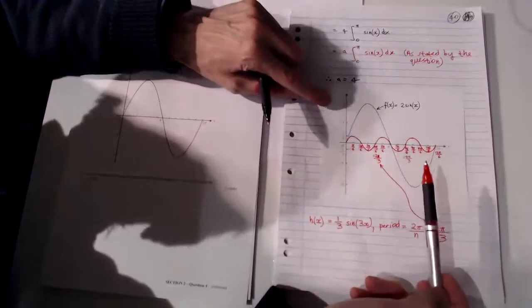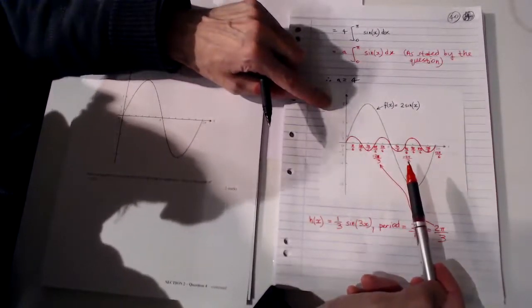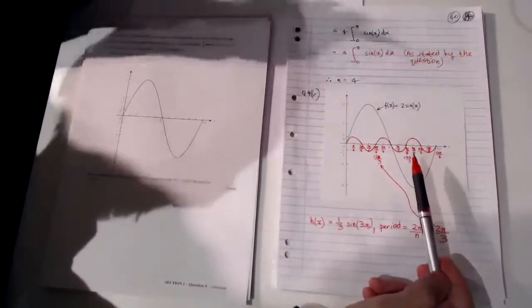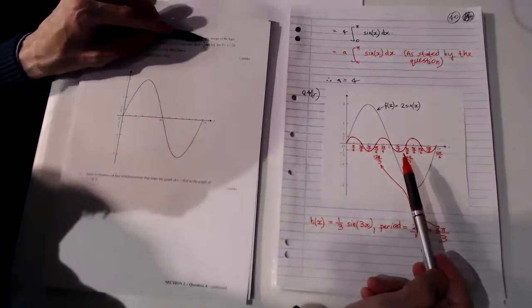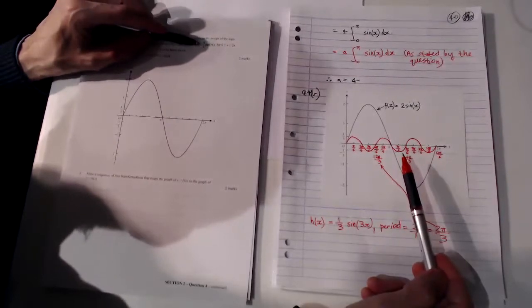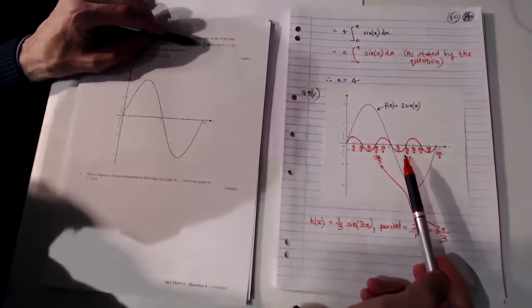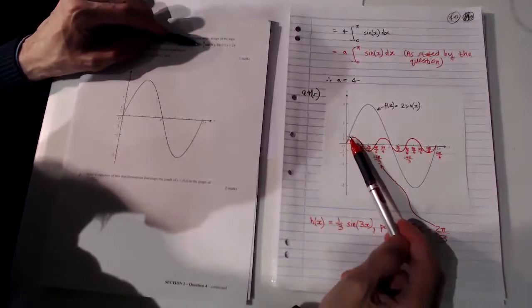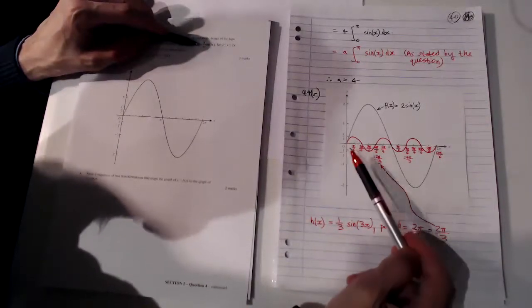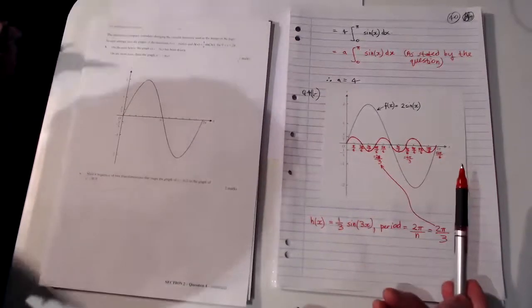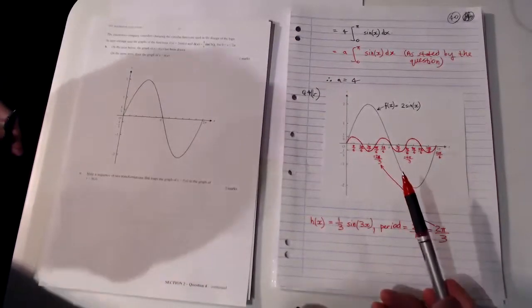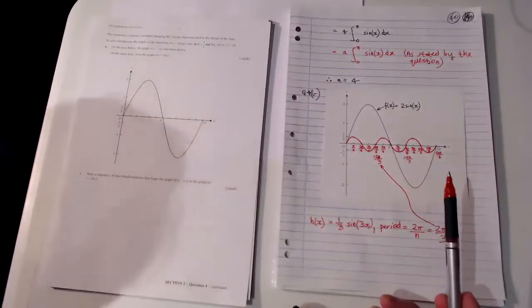And also we have to consider that because the graph of h(x) equals 1/3 sine 3x has got 1/3 in front of sine, then the amplitude is 1/3. So you make the amplitude 1/3 there, and of course down here negative 1/3, and you draw the red curve. And question B has been done.